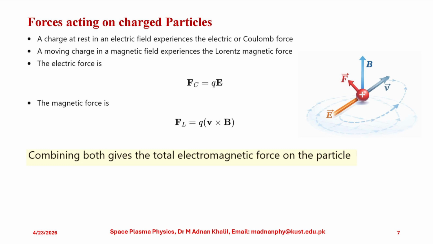opposite direction. A moving charged particle in a magnetic field experiences the Lorentz magnetic force. This is written as Fl equals Q times V cross B. In words, the magnetic force equals the charge multiplied by the cross product of velocity and magnetic field. This means the force is perpendicular to both the velocity and the magnetic field. The figure on the right illustrates these directions. The particle is shown with its velocity, the electric field, the magnetic field, and the resulting force. The key point is that the magnetic force changes direction of motion, while the electric field can change speed as well as direction depending on the geometry.